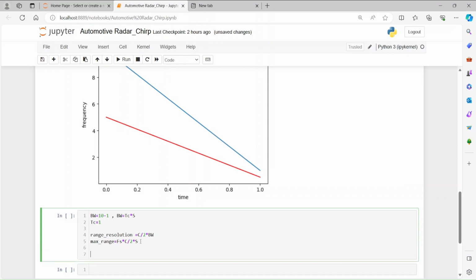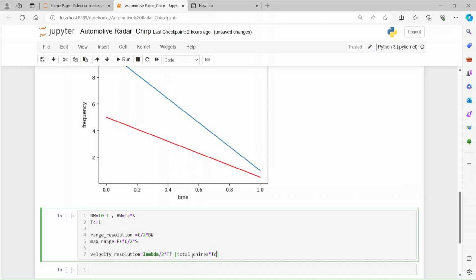Same with the Doppler, or the velocity. Let me write velocity resolution. This term is going to be, I think, lambda, so the wavelength, divided by 2 times TF. TF is nothing but the total chirps you are going to have, multiplied by Tc. So basically here you have only one chirp, right?